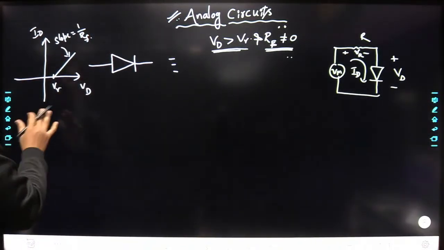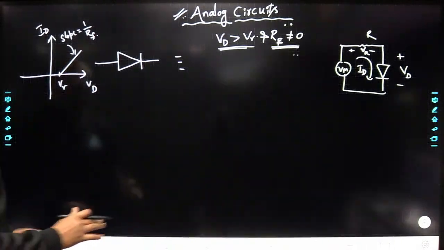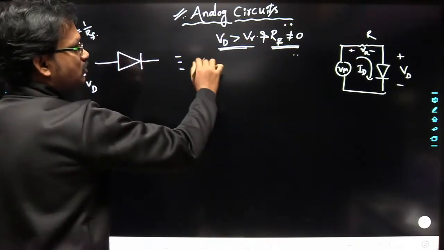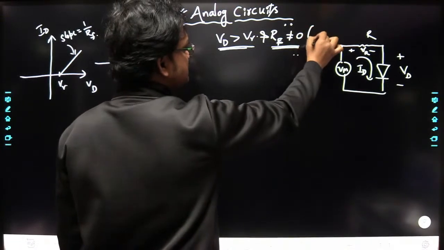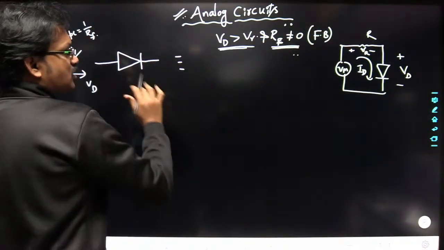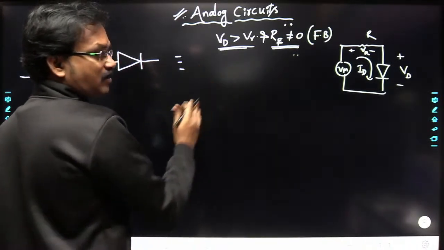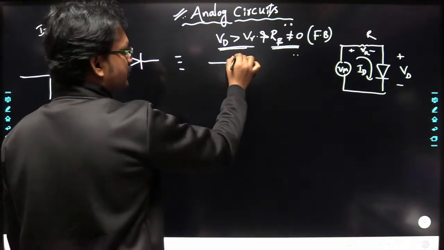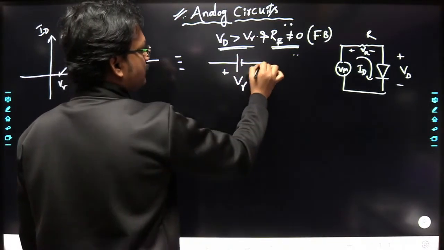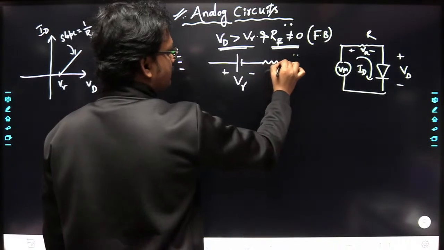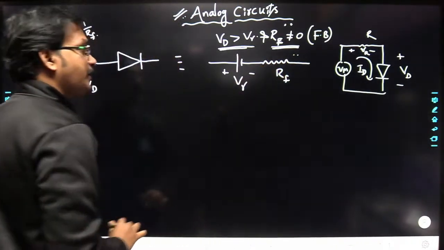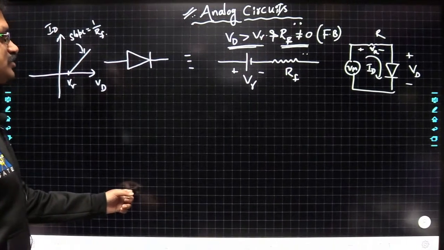I have explained all these things. Whenever VD is greater than V gamma and RF is not equal to 0, we can say the diode is operating in the forward bias region. In this case, you can replace the diode with its equivalent model, that is V gamma and the forward resistance RF.